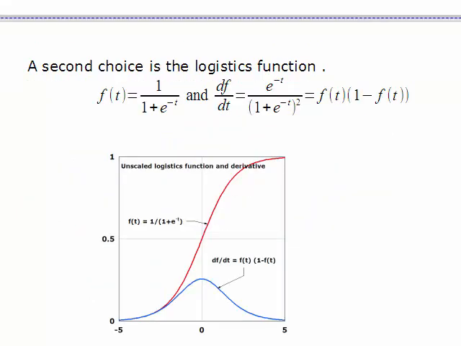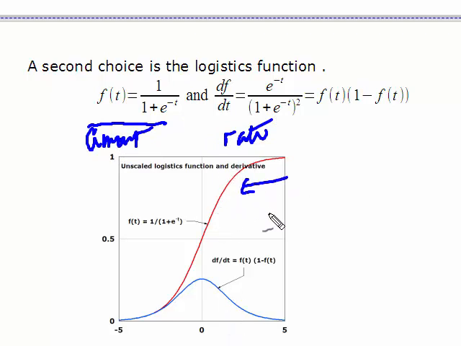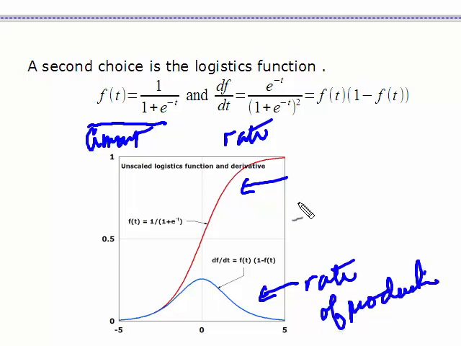The other choice is the logistics function. This is an unscaled version of the logistics function. I'll show you how I'm going to scale it in a minute. So the logistics function gives the amount, and you have to take the derivative to get the rate. It looks similar, right? But here's the amount right here, and this looks like a Gaussian distribution, but it's the error function, and this is the rate of production, and this is the amount produced in red.